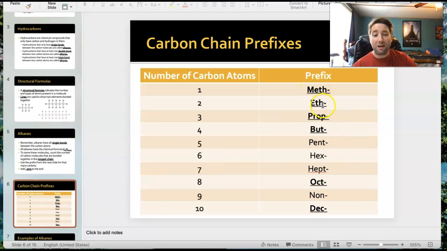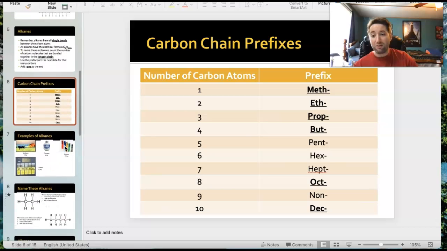So you've got meth, eth, prop. This is not but, it's bute. Pent, hex, hept, oct, non, and dec. So let's say that we have one carbon and it has single bonds. It's going to be meth and then ANE, so methane. If it has two carbons and they have single bonds between them, it's going to be called ethane. 3 is going to be called propane, and so on and so forth.